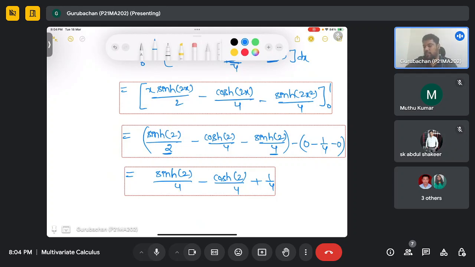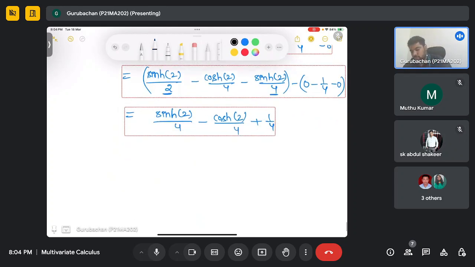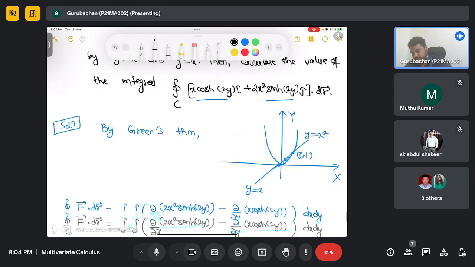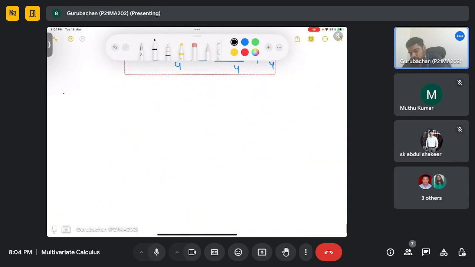Okay. So this will be your answer via Green's theorem for the value of that integral. Now, in another question, I want to give you a glimpse of how to calculate the surface area. That is, I guess, the 37th lecture of this week 8.